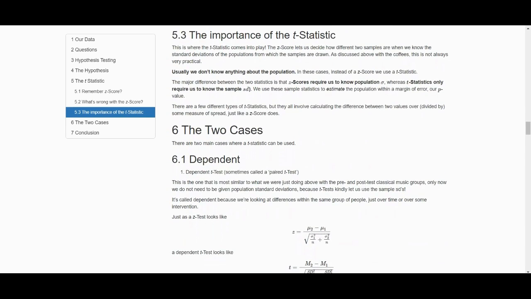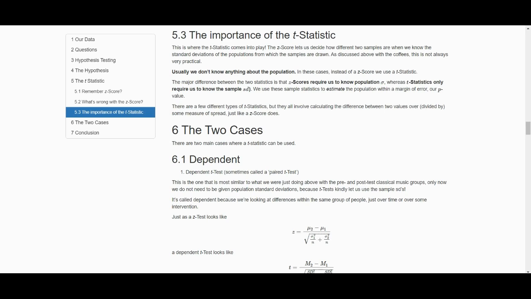Usually we don't know anything about the population. We only really have our samples. In these cases, instead of a z-score, we use a t-statistic. The major difference between the two statistics is that z-scores require us to know the population standard deviation, whereas t-statistics only require the sample standard deviation, which is much easier to calculate because you could just go around your Psych 292 class right now and ask each person how much coffee they drink, and then take the standard deviation.